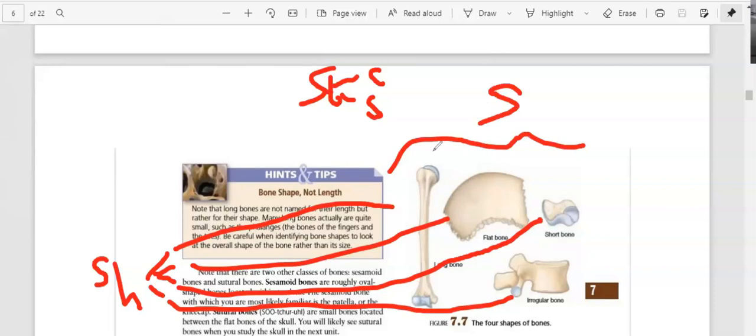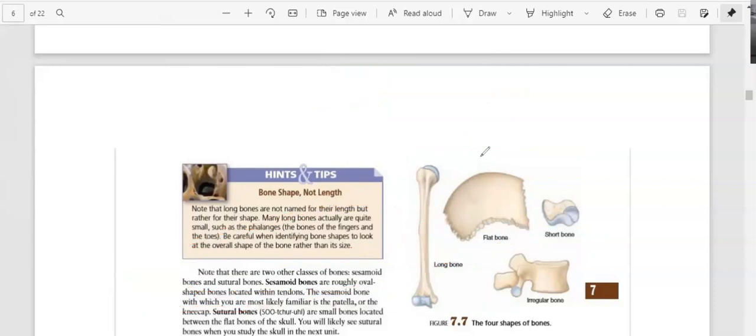Now, obviously, these different bones, you're going to find them in different areas of our body. Each bone has different parts, as you can see right here. For example, this is a long bone, but it has something round in here.